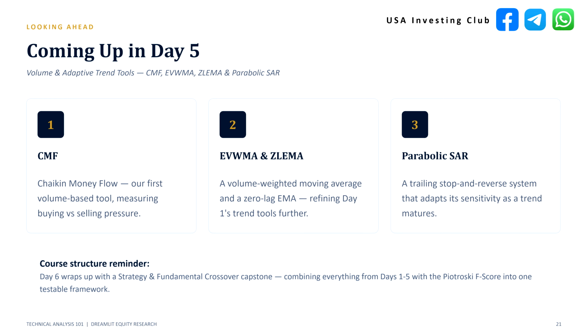Looking ahead to day 5, volume and adaptive trend tools, covering Chaikin money flow, an elastic volume-weighted moving average, zero-lag EMA, and parabolic SAR. Chaikin money flow is our first genuinely volume-based tool in the course, measuring buying versus selling pressure rather than price alone. The elastic volume-weighted moving average and zero-lag EMA refine day 1's trend tools further, correcting for exactly the kind of lag we've flagged repeatedly this week. And parabolic SAR is a trailing stop-and-reverse system that adapts its own sensitivity as a trend matures.